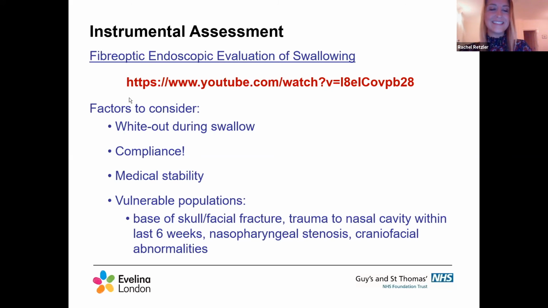craniofacial abnormalities and such. I do have a video I'd like to show you on this, but due to the setup of this presentation and everyone in today, I'm going to exit out of the presentation and show you at the end. So just take a note that we will reroute to seeing an example of FEES at the end of this presentation.